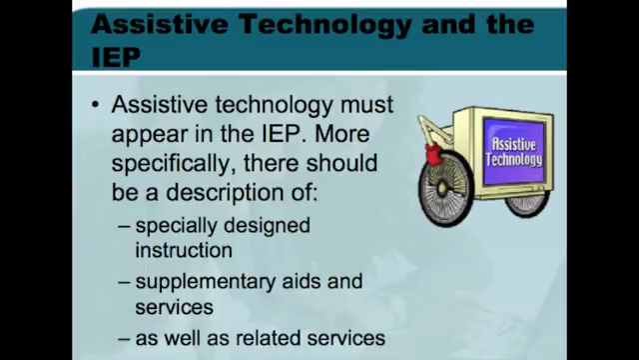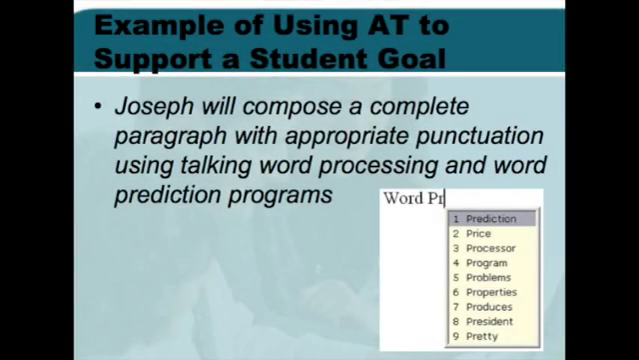More specifically, there should be a description of specifically designed instruction, supplementary aids and services, as well as related services. It is also important to remember that we should focus on the goal, not the tool. A good example of an objective using assistive technology is as follows. Joseph will compose a complete paragraph with appropriate punctuation using a talking word processing application and word prediction programs.